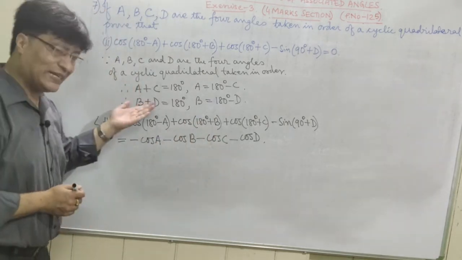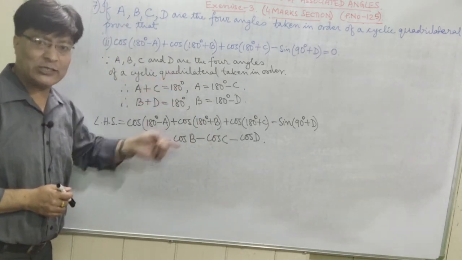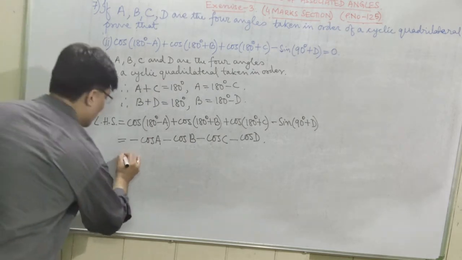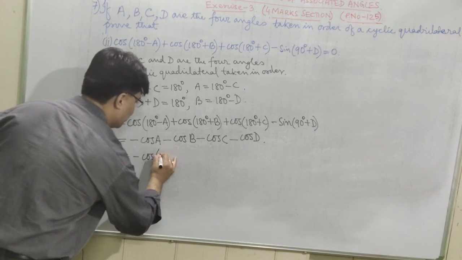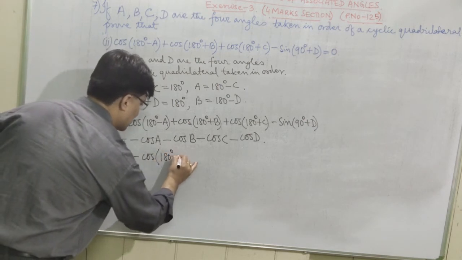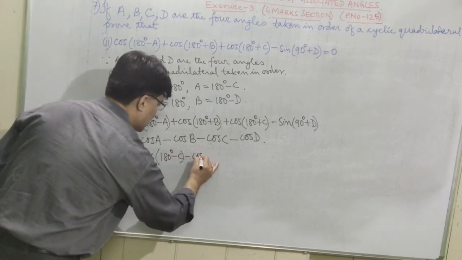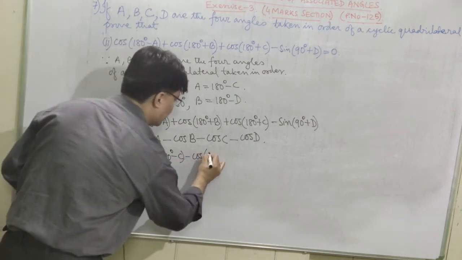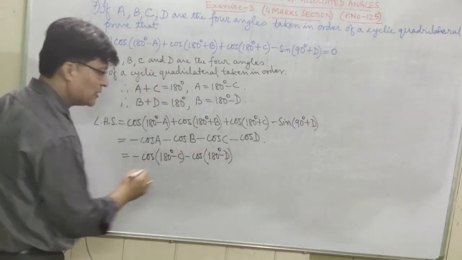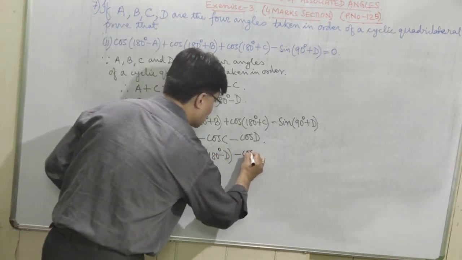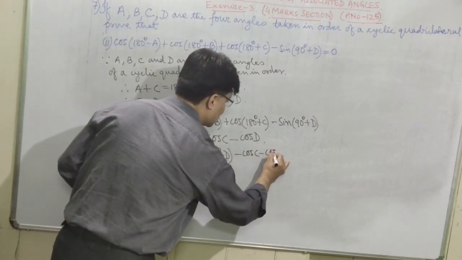So now let us put the values of A as well as B. Which is equal to minus cos of, what is A out here? It is 180 minus C. Minus cos of, what is B? It is 180 degree minus D, right? Then minus cos C minus cos D.